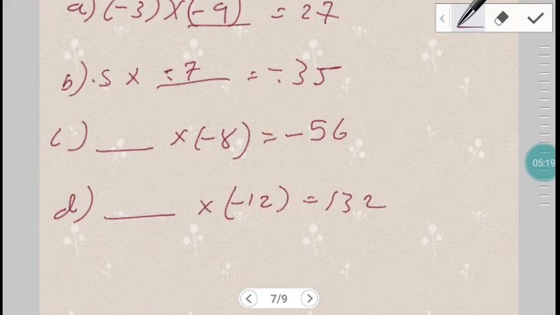In the C, 56, so 7 8s are 56, so plus or minus 7, so we can say plus minus minus, so plus 7 is our answer. In the D, dash multiplied by minus 12, so 11 12s are 132, but 132 is positive, so I have to write minus 11, a negative number, so minus 11 multiplied by minus 12, I will get 132.